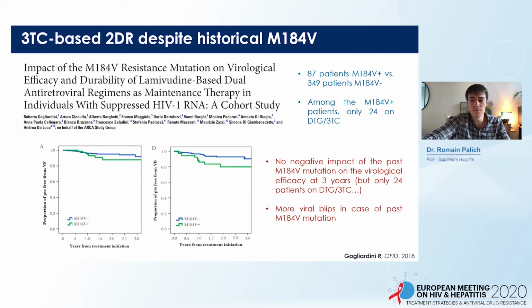mutation had no significant impact on virological control in patients on 3TC-based dual therapies, including 24 patients on dolutegravir lamivudine 3 years after switch. However, the number of blips was significantly higher in patients with M184V mutation in comparison with others. Also, the French dolulam experience has shown a sustained virological efficacy of dolutegravir 3TC in 10 patients with previous M184V mutation. So overall, these studies suggest that dolutegravir 3TC could be a good option for patients with previous virological failure on lamivudine.